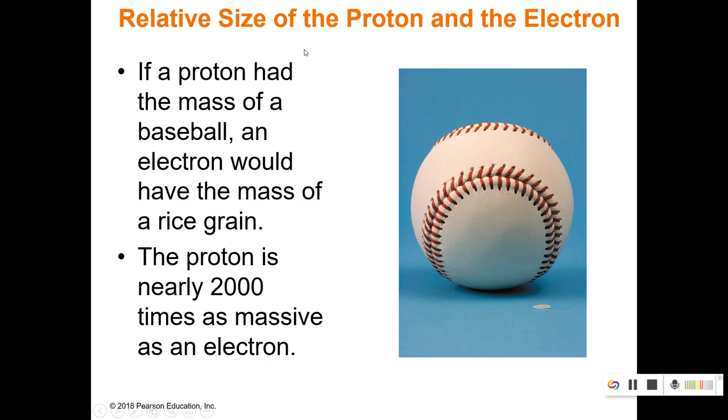Okay, so here's our example. If the proton had the mass of a baseball, an electron would be like a grain of rice, which is about 2,000 times less massive than the baseball. Okay, so very, very, very minuscule.